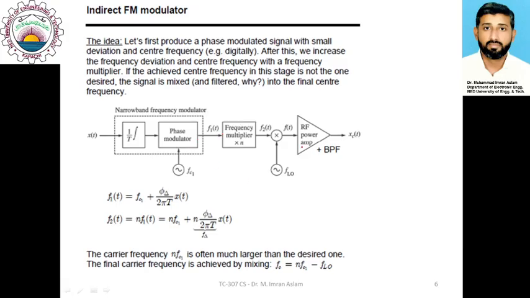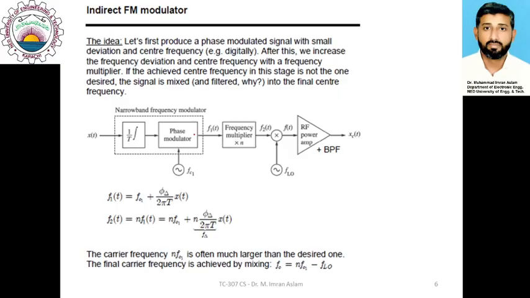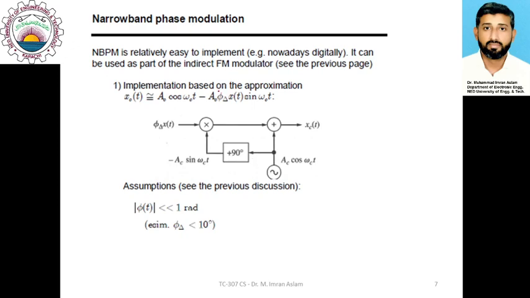So first we pass it through a phase modulator, and then we generate the FM signal. The question is, how can we incorporate the phase modulation? So this block here, the phase modulator, how can we incorporate it in a practical system? This is the illustration of this phase modulator.